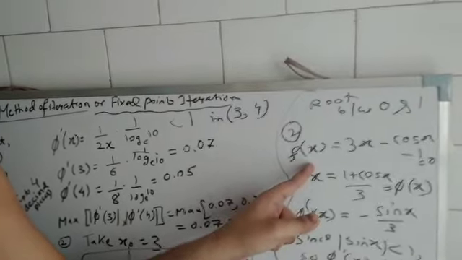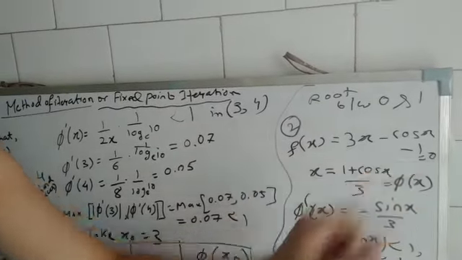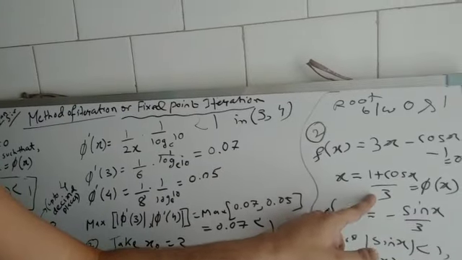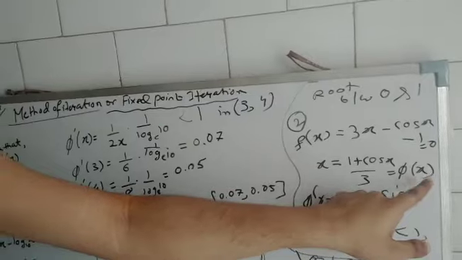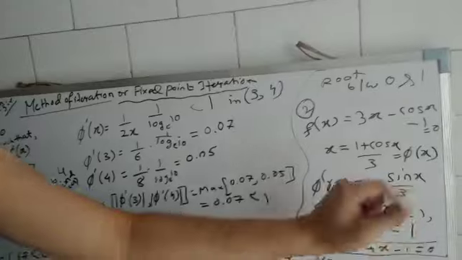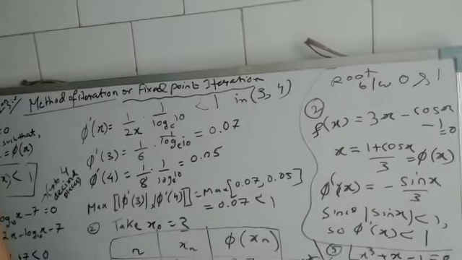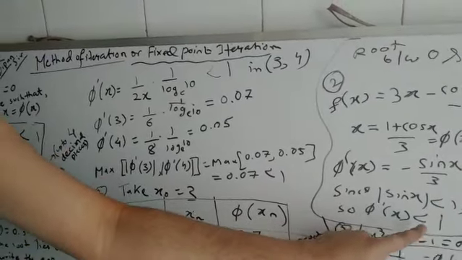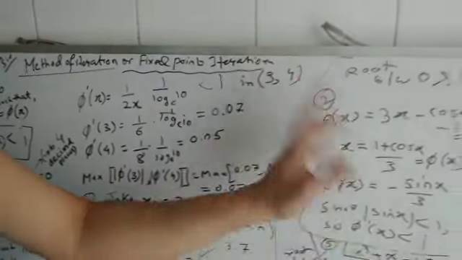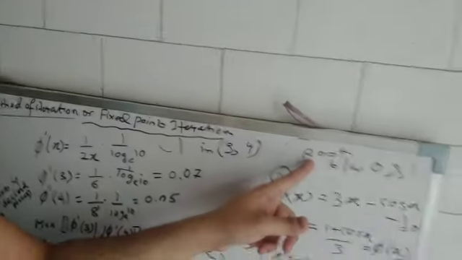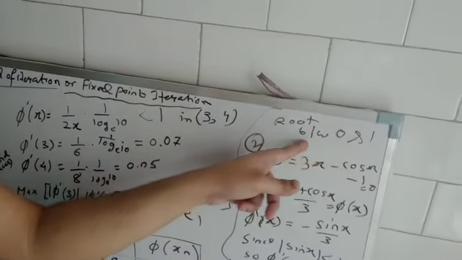Okay. Now see another problem. Here the function is 3x minus cos x minus 1 is equal to 0. Okay. So I can write x as (1 plus cos x) by 3. So this is your phi x. Now if I take the derivative, it is minus sin x by 3. Now sin x, we know, lies between minus 1 and 1. So if you take the mod of sin x, it is less than 1, right? So phi dash is less than 1. Okay, so you can apply this method also here.